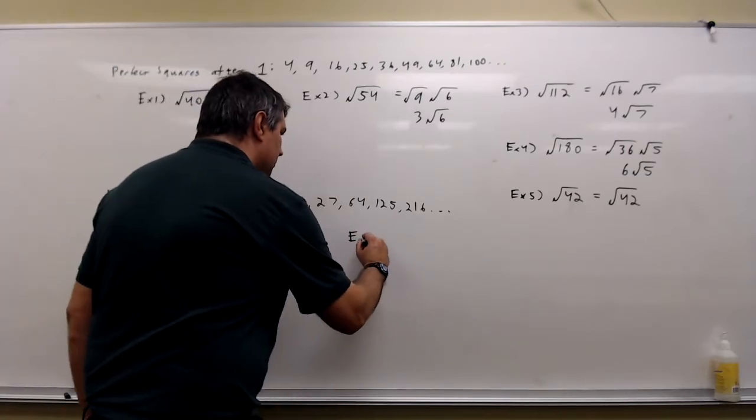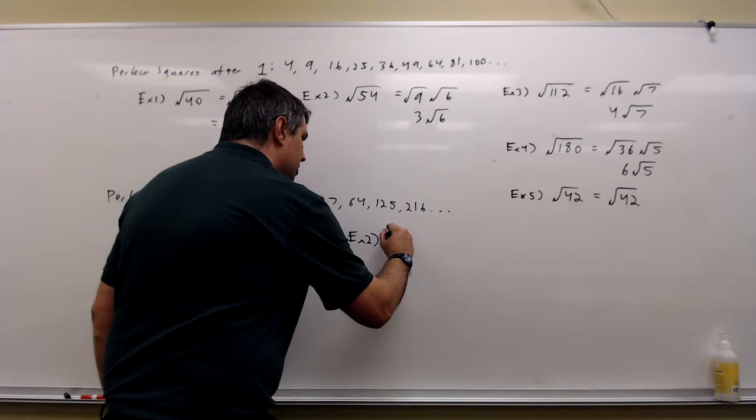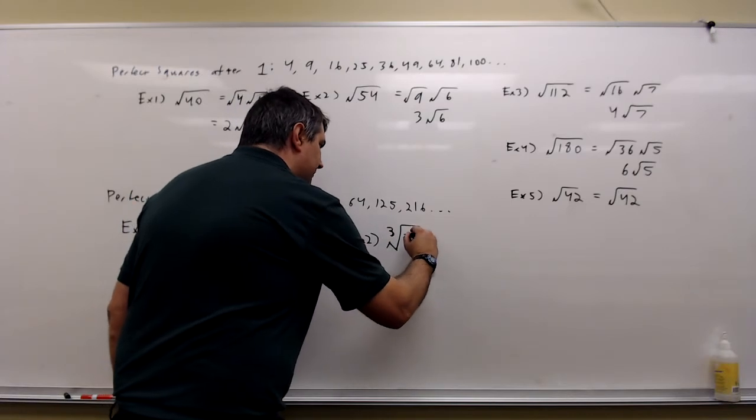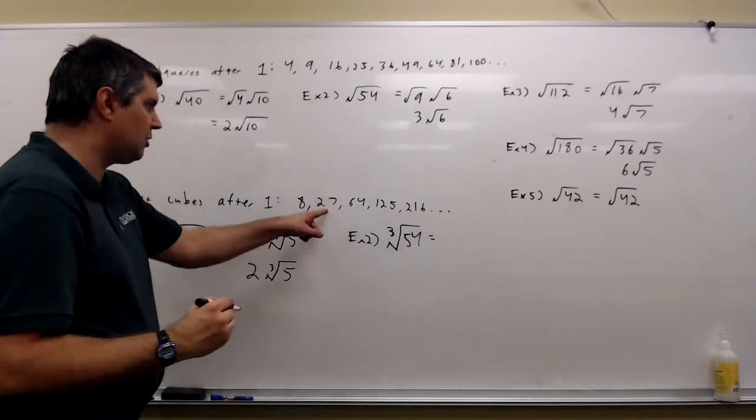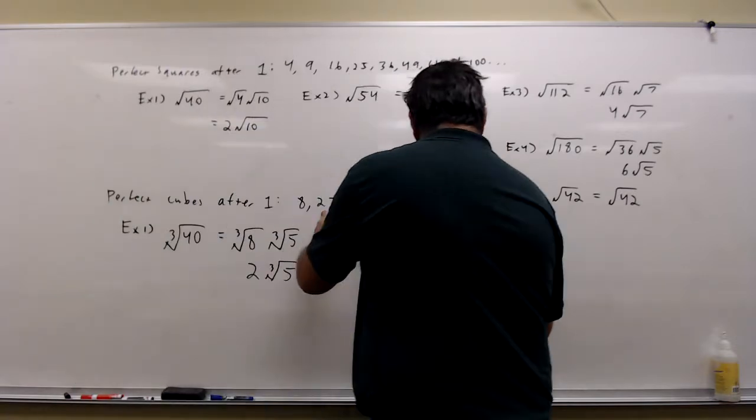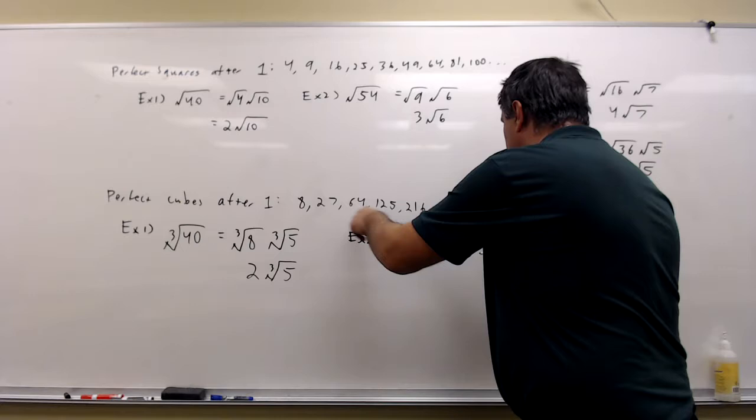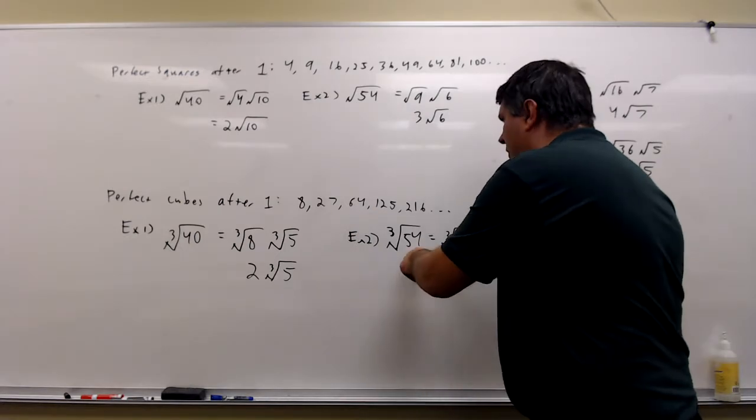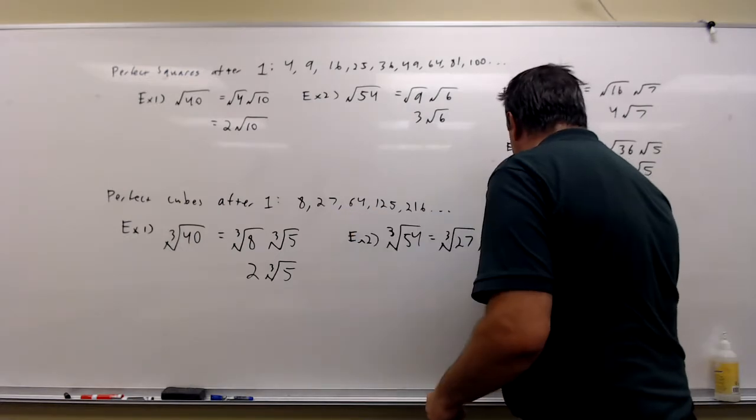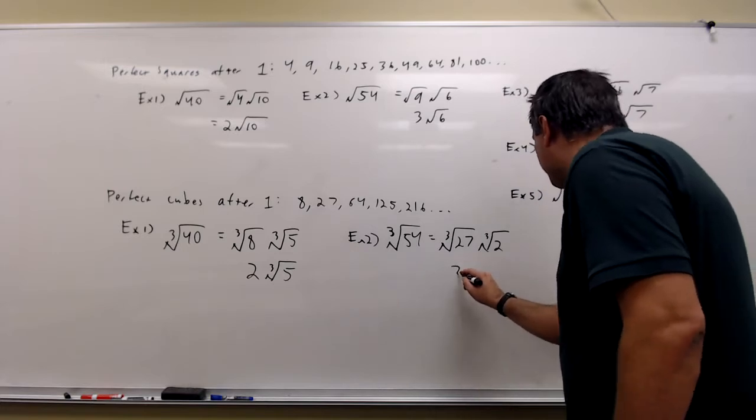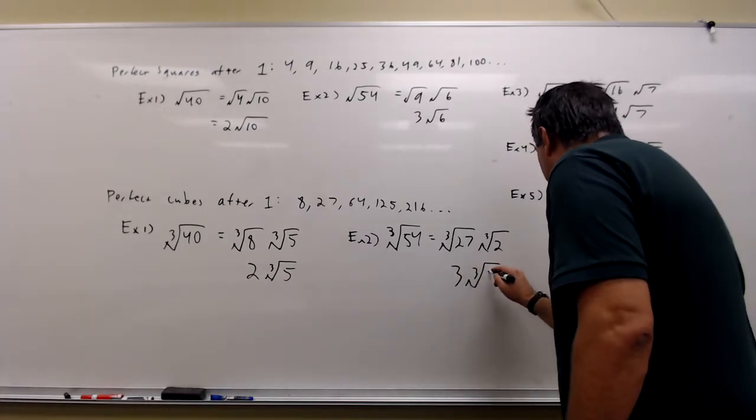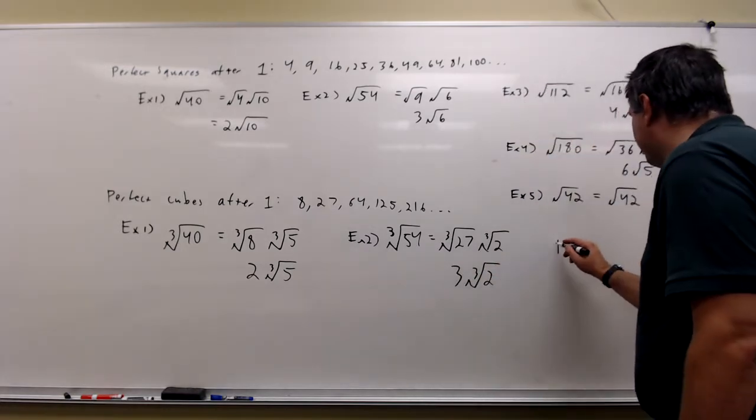Example 2. The cube root of 54. Well, that's divisible by 27. So I got the cube root of 27, and 54 divided by 27 is 2. So I have 3 cube root of 2. And then finally, I also have an example 3.